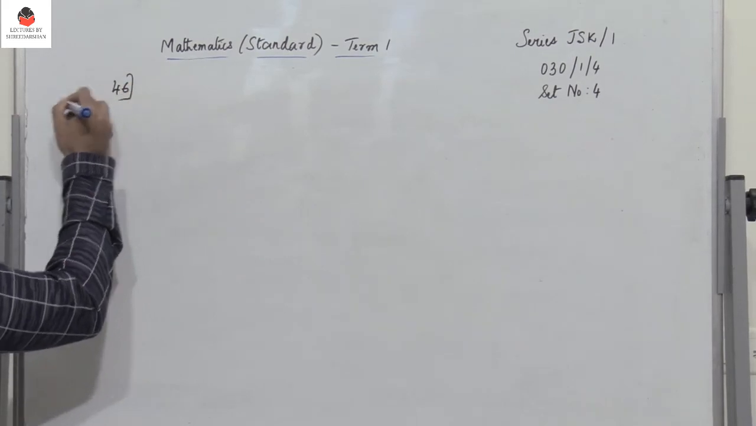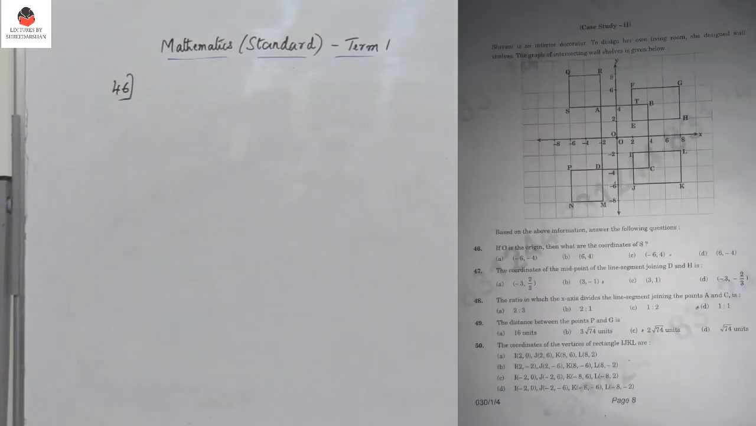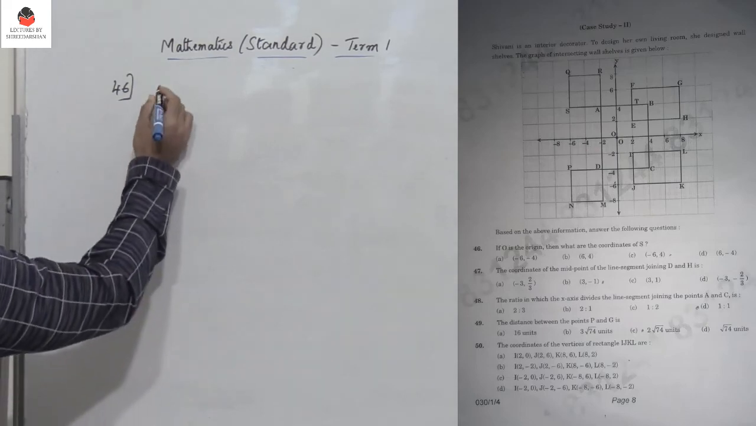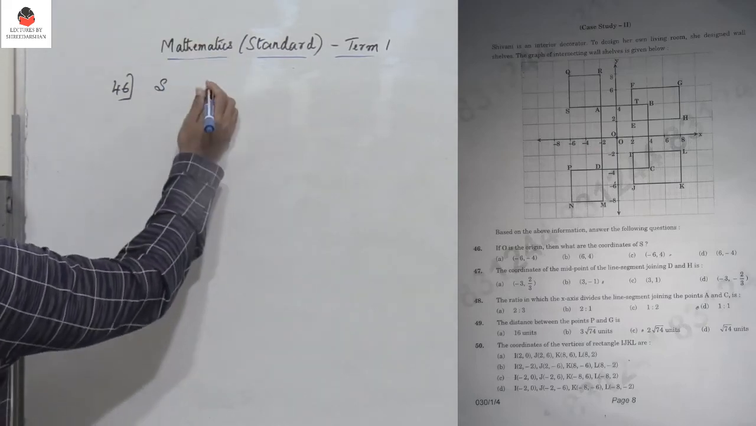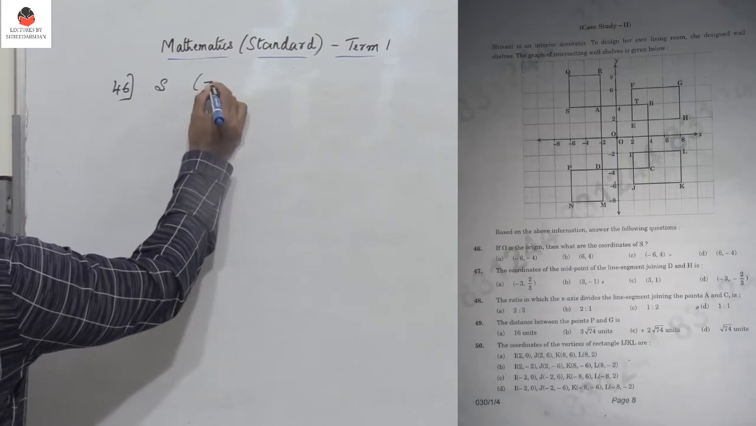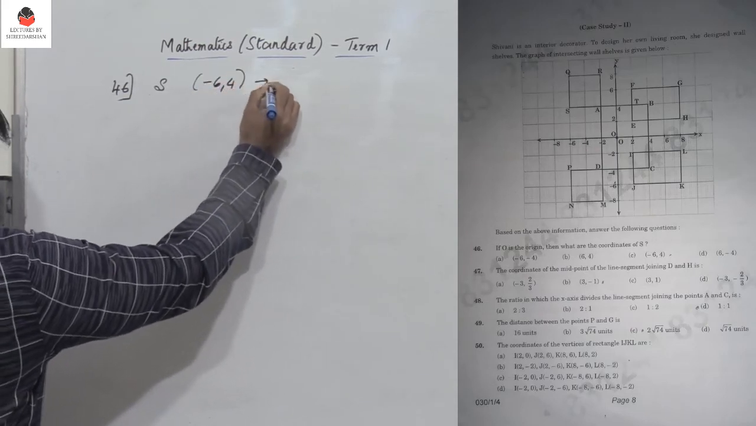Again, questions 46 to 50 are very easy. At least you can answer 4 of them very quickly. The coordinates of S. So observe the figure there. So the coordinates of S is -6, 4, which is option C.